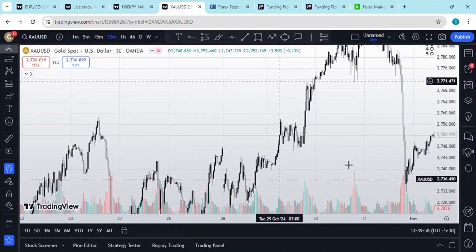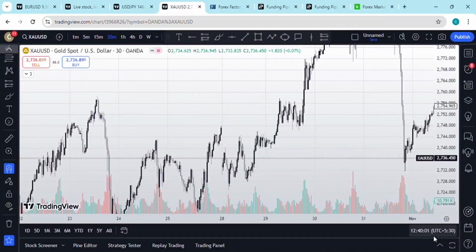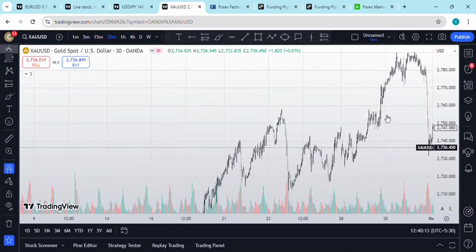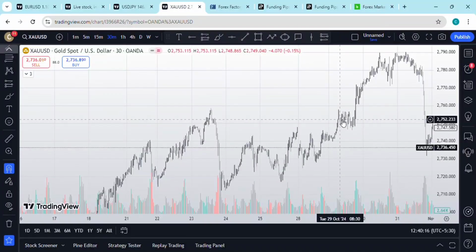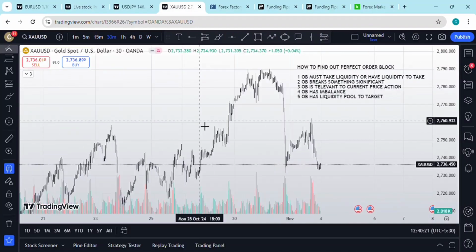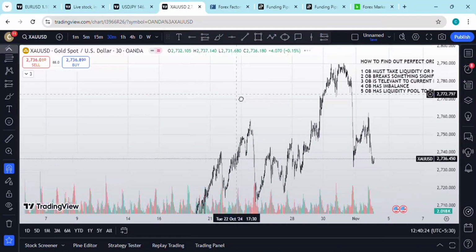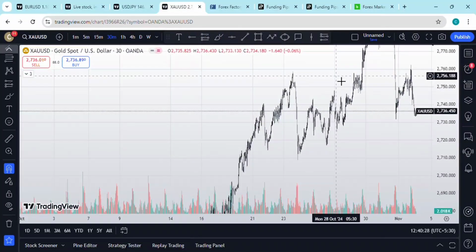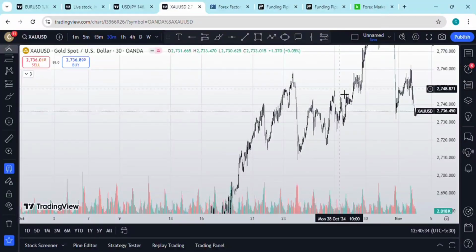So basically, today is 2nd of November and the current time is 12:40, UTC plus 5:30 time zone. Today it's Saturday, so it's a weekend and the market is closed right now. You can see there's no movement over here. It's closed. Yesterday we made a good amount of profit, approximately 400 pips. I guess not 400, it's 420 pips, near around.